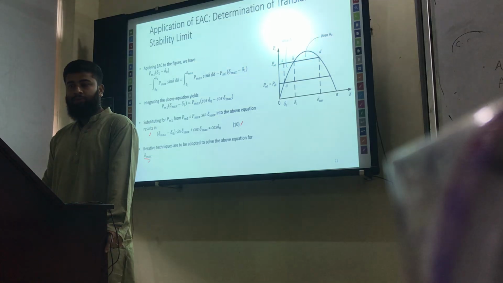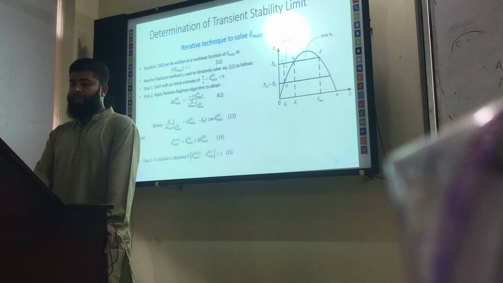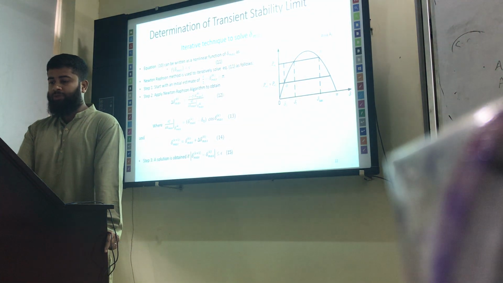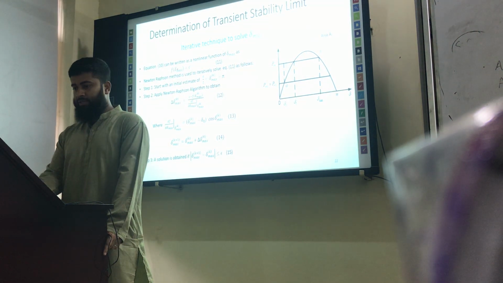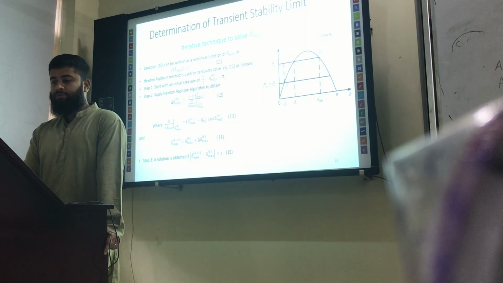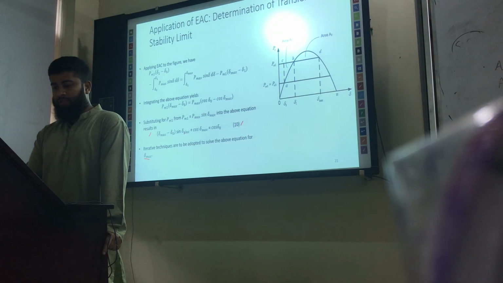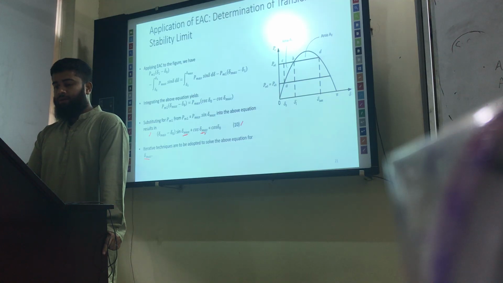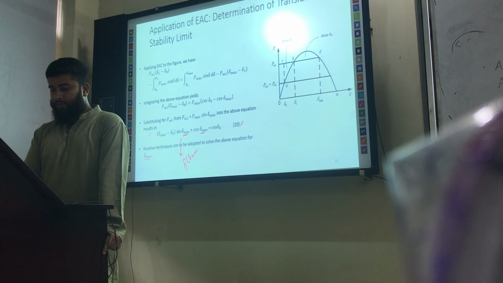For that we took the help of the Newton-Raphson method, right? First we have to convert our equation into the general form, that is f of delta max equal to c. On the left side you can see this is a function of delta max, also this is a function of delta max. So the whole left side can be treated as f of delta max, and the right side is the constant c.